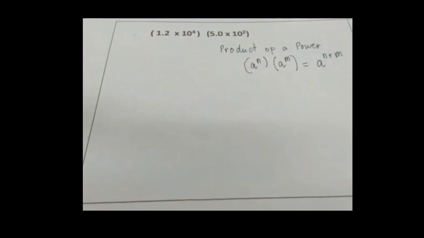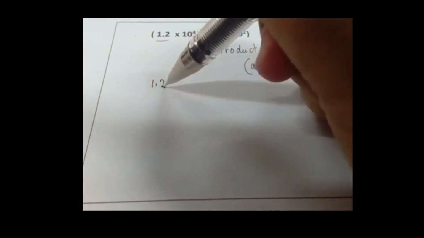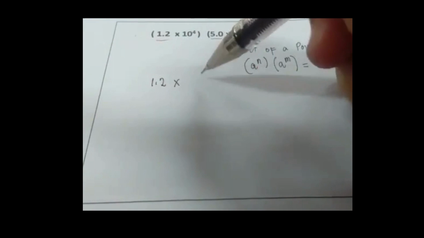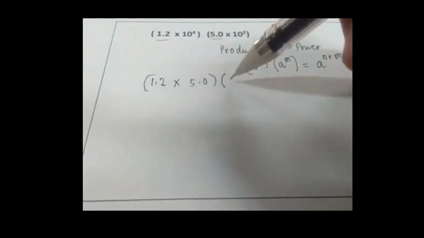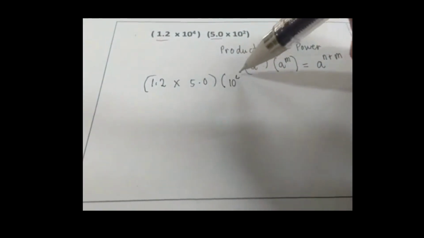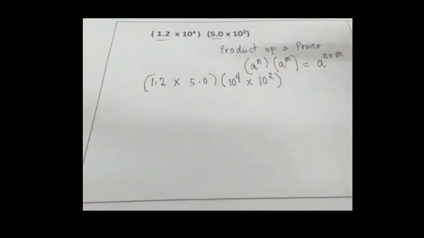So the first factor for the first scientific notation is 1.2. And for the second scientific notation, it's 5.0. So we will multiply 1.2 times 5.0, and then we will also multiply the second factors, 10 to the power of 4 times 10 to the power of 2.